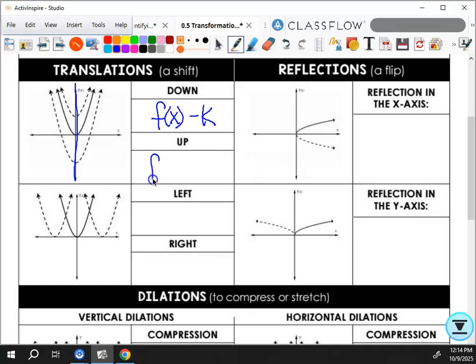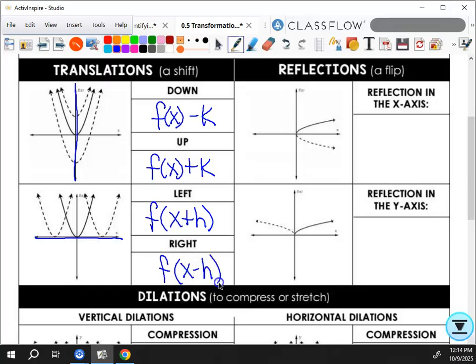Okay. And then if I'm going to shift up, it's f of x plus k. It affects the y. So I'm going to ask you things like, does it affect x? Does it affect y? When we look at the horizontal ones, that's our left and right. And what do we know about x? X is a what? Liar. X is a liar. So this would be f of x, and negative usually means left, but this would be plus h, and right would be f of x minus h. Okay, because x is a liar. Y does not lie because he's a nice guy. X is a liar. Okay, we're good on that?